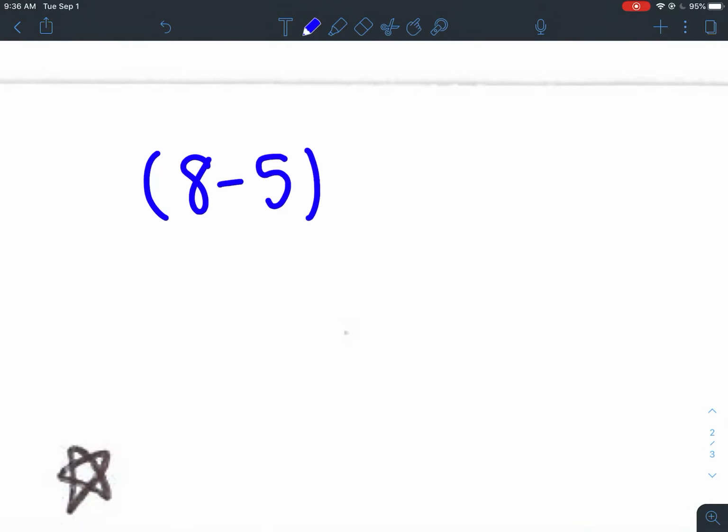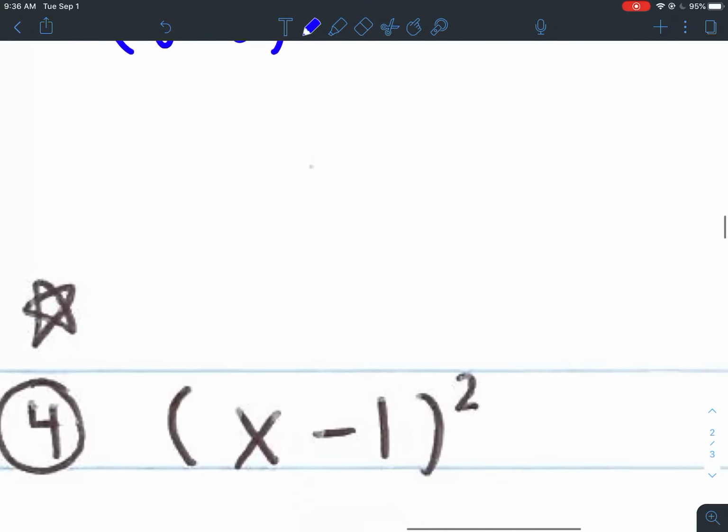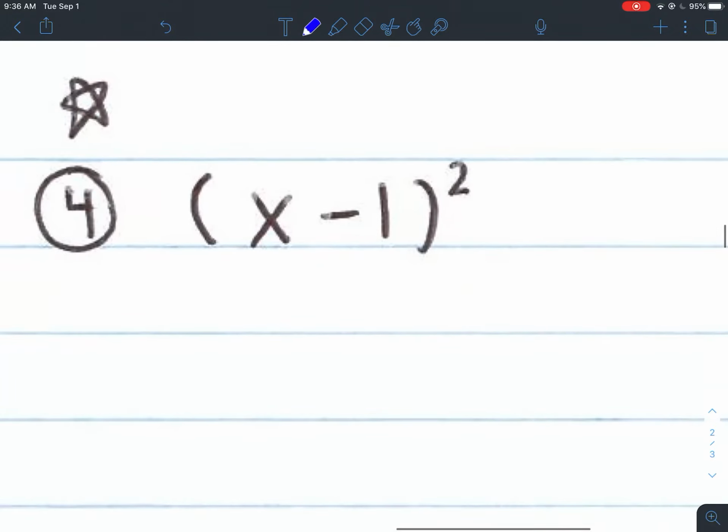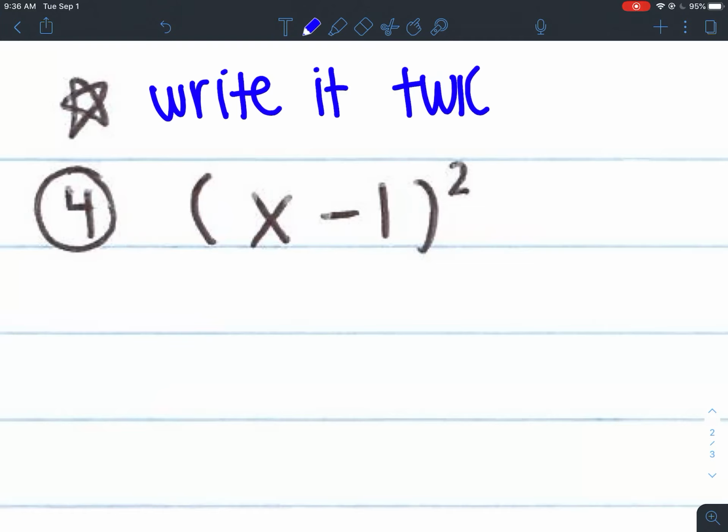8 minus 5 squared, okay? And then before I show you that it's incorrect, let me show you the correct way to do this. What does it mean when something is squared? Like, what does x squared mean? It means I have x times x, right? I have 2 of them. So when I have something that's squared, I need to write it twice. So when you see a squared like that, you write it twice.